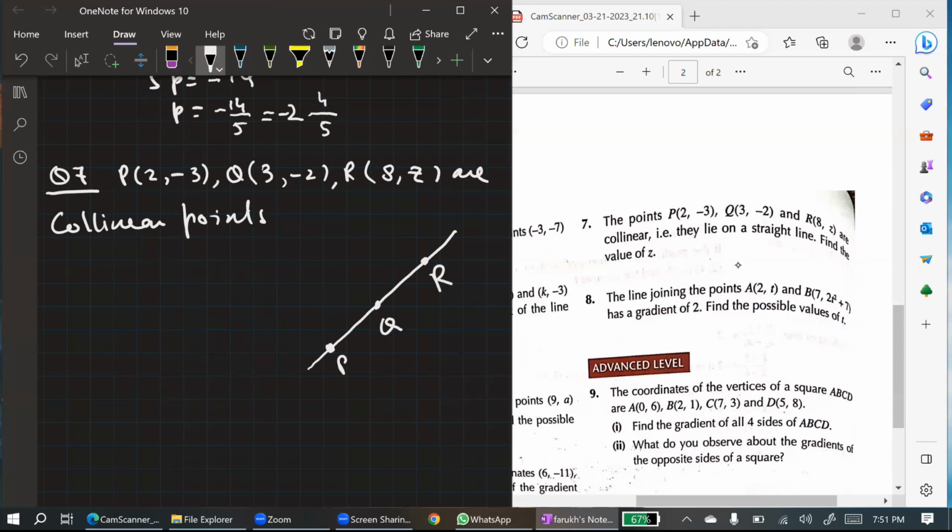If they lie on the same line, then this line, a straight line, has the same gradient throughout. The steepness of the line is the same. The slope of the line is the same. Whether we calculate the gradient of PQ, it should be equal to the gradient of QR. Is there any confusion? No. On a straight line, if we select any 2 points, it will give the same gradient. So the gradient of PQ is equal to the gradient of QR because the points are collinear.